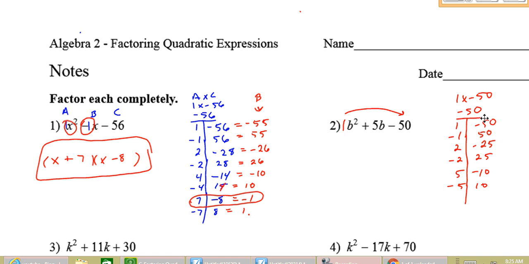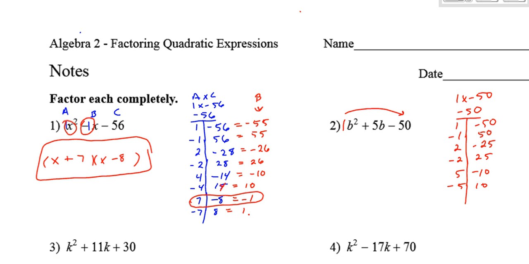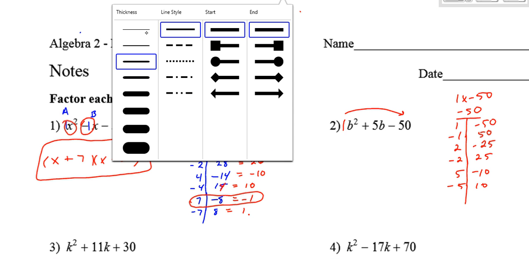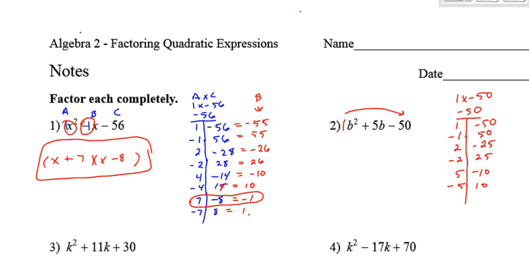So what I'm going to do now is switch back to blue, just because I think it keeps everything more organized. If I combine these here, I have a negative 50 plus 1 gives me a negative 49, and then 50 minus 1 is positive 49. Negative 25 plus 2 is negative 23. 25 minus 2 is positive 23. 5 minus 10 is negative 5, and negative 5 plus 10 is positive 5. And if you'll notice, b is a positive 5.